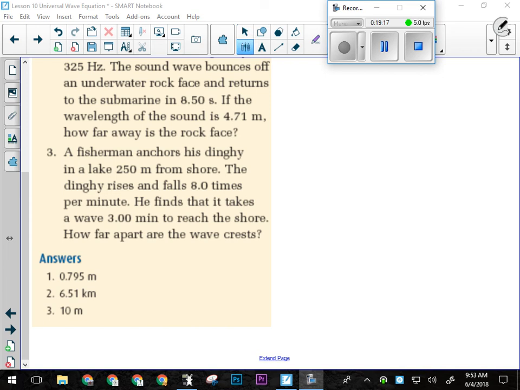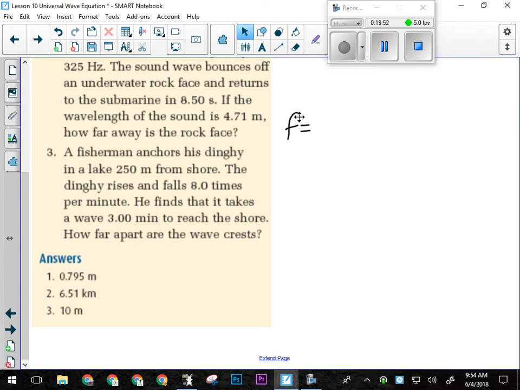Okay, so he's 250 meters from shore. The waves have this distance to travel. The dinghy rises and falls 8 times per minute, so those are 8 complete cycles. This isn't like the wave one I showed you a minute ago where it said it was 8 crests. This is 8 cycles. It does in fact say it goes up and down. So that's 8 waves in 1 minute. Do I want it in waves per minute? Probably want it in waves per second, right? So I'm going to divide that by 60 so I get my frequency in hertz.